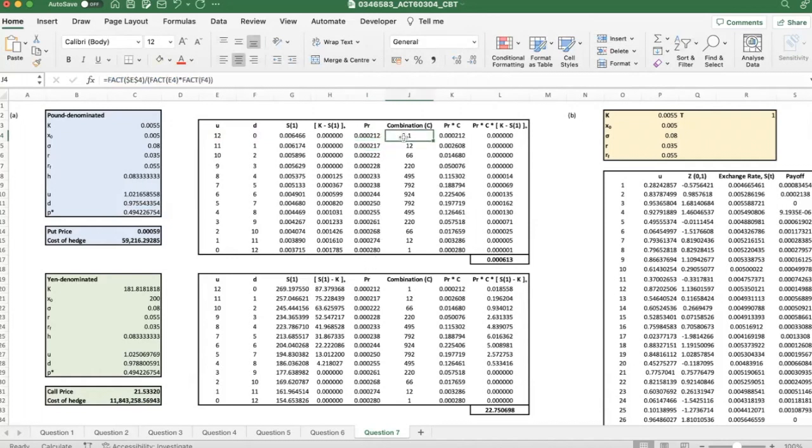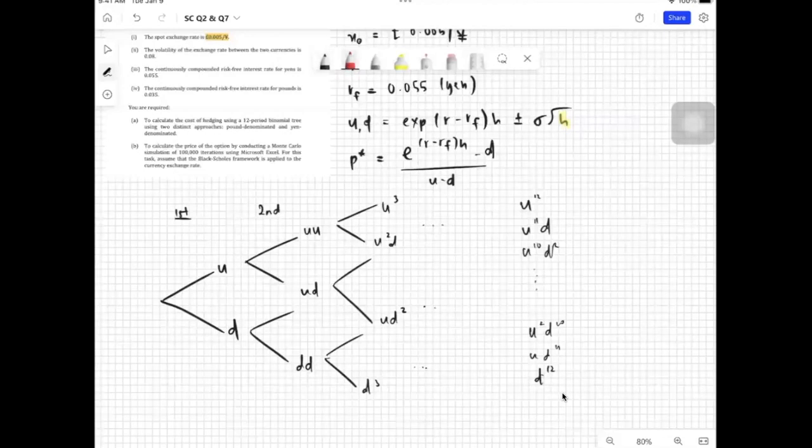As for the combination here, I'll go back to the whiteboard. Let's say we want to get u cubed. There's only one pathway to get u cubed. Now let's say we want to get u squared d. There are a lot of pathways to get to u squared d. Maybe you can go this way, and then we can go this way as well.